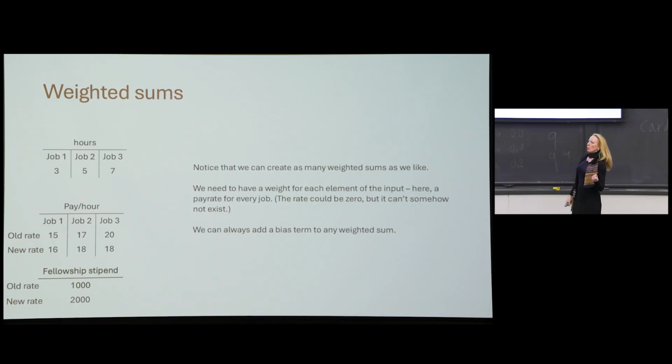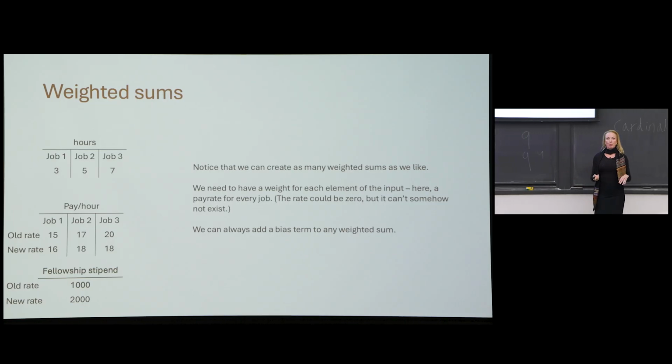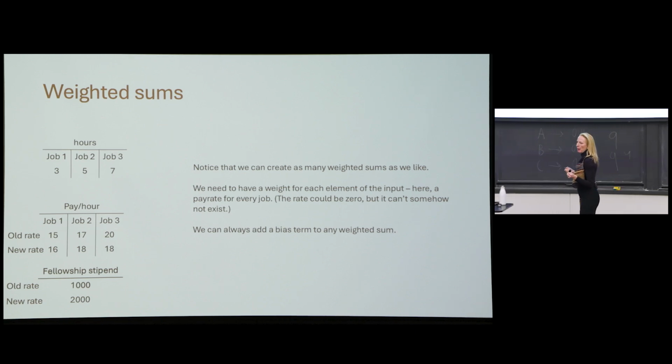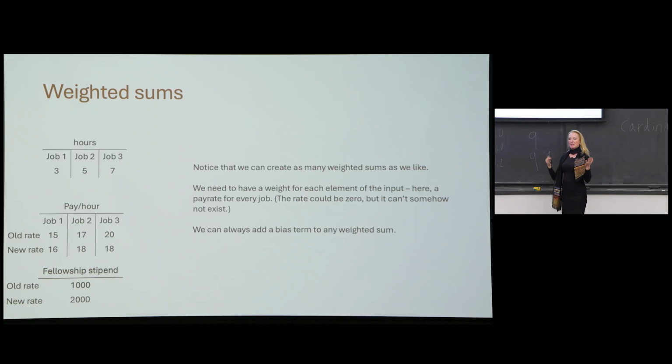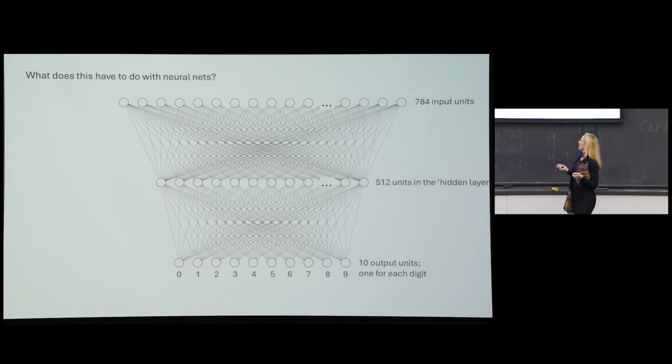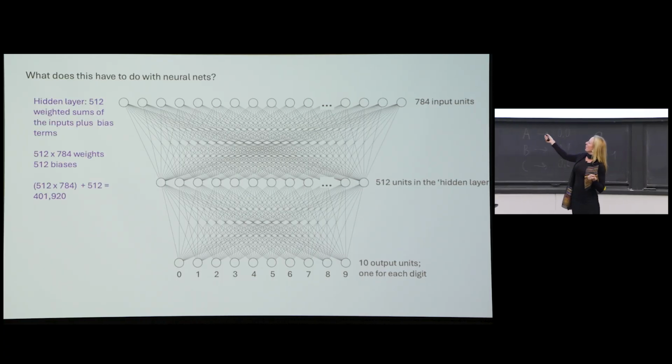You just need to have a weight for every element in the input, and every element in the input needs to have a weight. There has to be a pay rate for every job. That pay rate could be 0. That would be sociologically terrible, but mathematically fine, right? Or you might work 0 hours at a job. No problem with zeros, but for a weighted sum you do need to be able to pair up these numbers. Okay? So what does this mean?